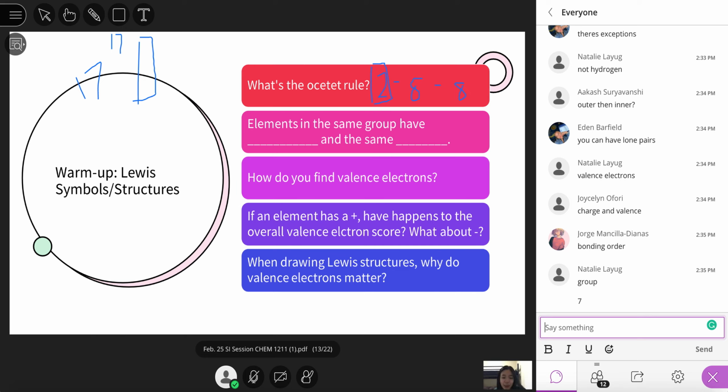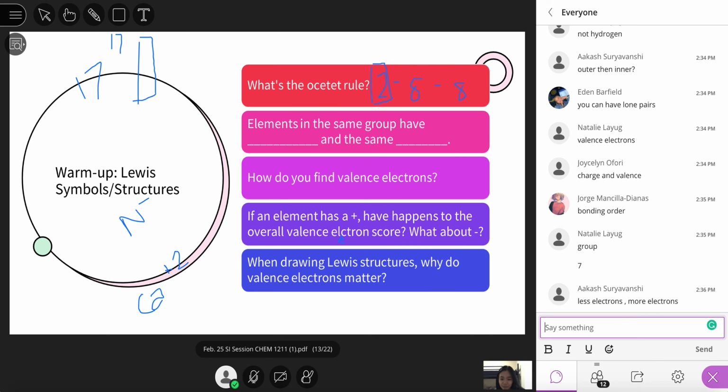So if an element has a positive, what happens to the overall valence electron score? It's supposed to be an e- right there. Electron. Okay, and what about negative? Like if you have like Ca plus 2, or you have like N negative, how does that affect the valence electron? Yes, exactly. So positive, you subtract whatever number's there, and if it's a negative, you add it to the valence electron. And then when you draw your Lewis structure, it should equal exactly the same amount.